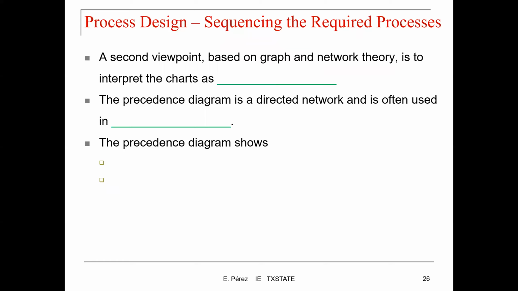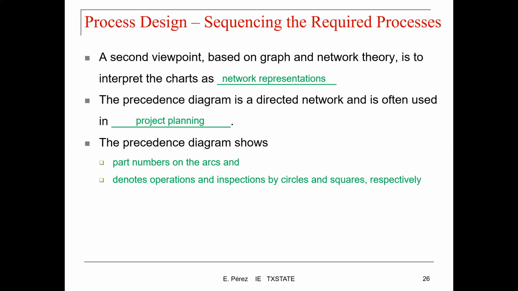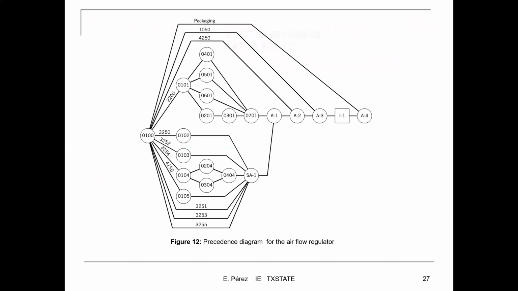A second viewpoint, based on graph and network theory, is to interpret the chart as a network representation. The precedence diagram is a directed network and is often used in project planning. The precedence diagram shows part numbers on the arcs and denotes operations and inspections by circles and squares, respectively. And this is an example of a precedence diagram for an airflow regulator.